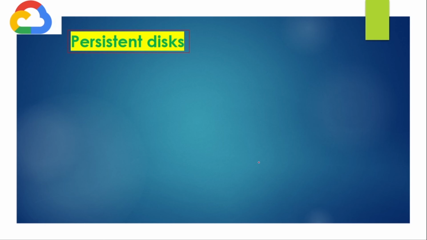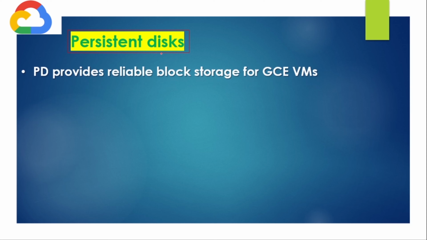Now let's have a look at persistent disks. As discussed earlier, the Cloud Storage service provides us the option of accessing the data through an API. In the persistent disk, data is accessed using block storage. The persistent disk provides reliable block storage for GCE VMs. What does that mean? That means persistent disk is used when you have a Google Compute Engine VM running and you want to attach a storage capability to this VM.